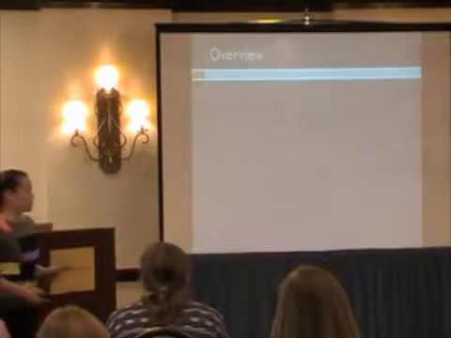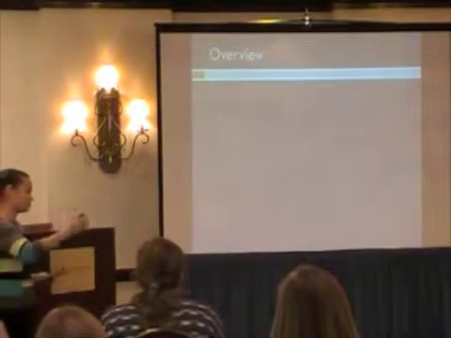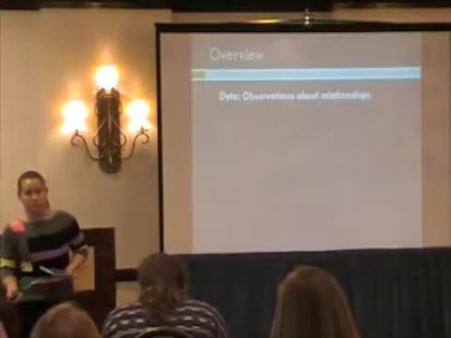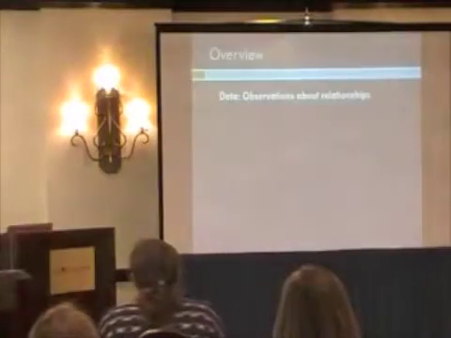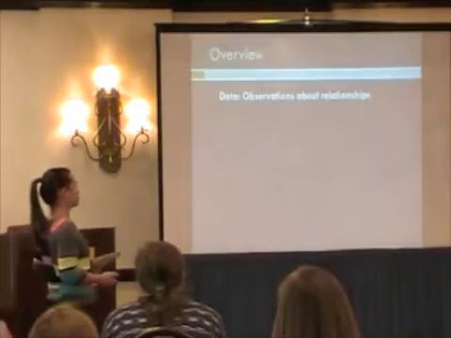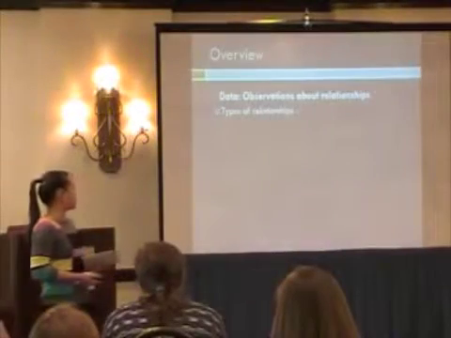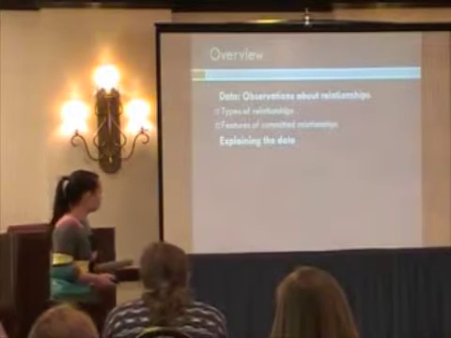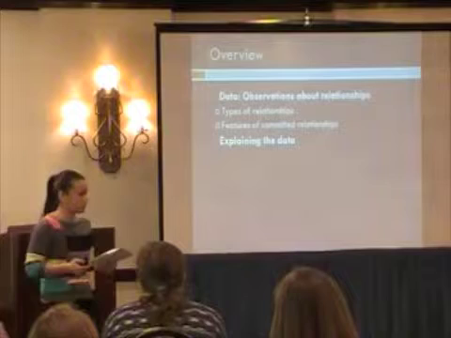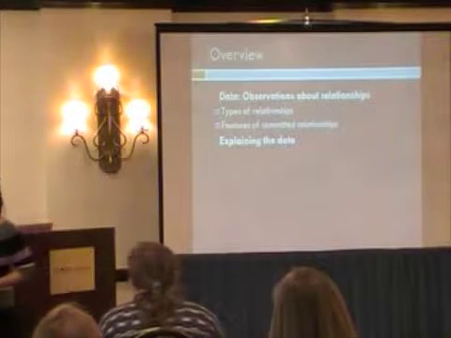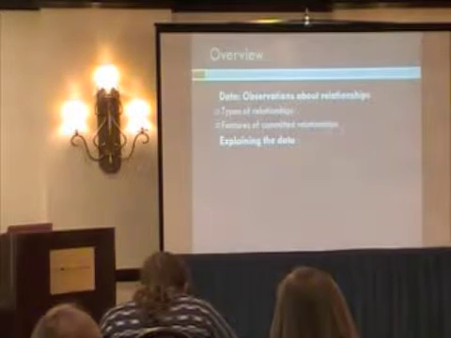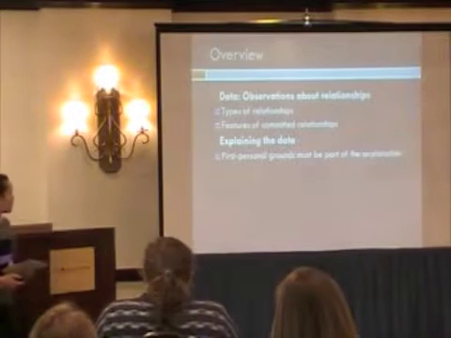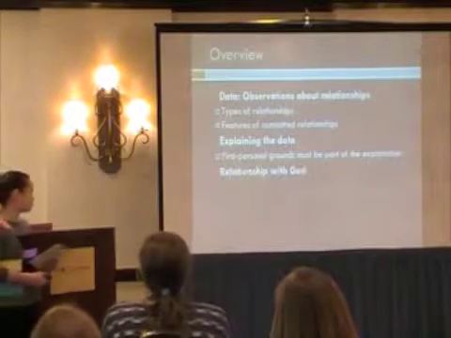All right, so now that we've got the two theses on the table and how this is supposed to connect with faith, let me give you a brief overview of the rest of the talk. So first I'm going to start with some data. And so these are just going to be observations about relationships that we observe in the world. So I'll talk about types of relationships and then features of committed relationships. Then we'll try to explain the data. And so the explanation we're interested in is why it's rational for people to commit to these sorts of relationships or enter into them. And so, in case you haven't guessed, I'm going to argue that first personal grounds must be part of the explanation.